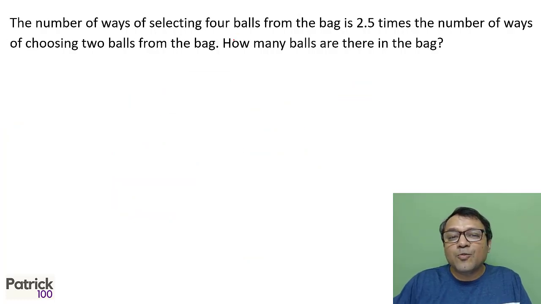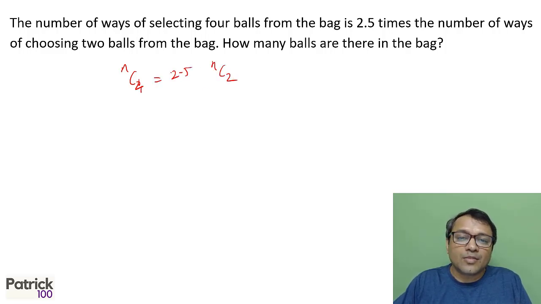The number of ways of selecting 4 balls from a bag of N balls is 2.5 times the number of ways of choosing 2 balls. So NC4 is 2.5 times NC2. Now I know that 6C4 is equal to 6C2 as a formula: NCR equals NC(N minus R). So N has to be more than 6.